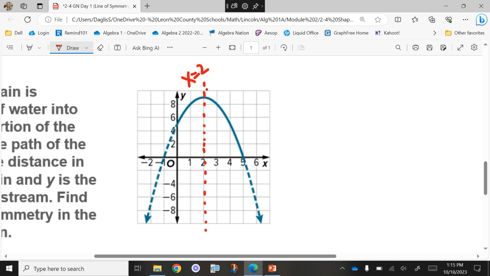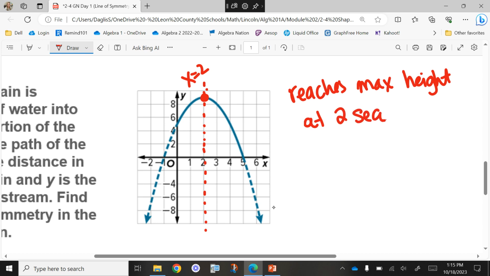Good. Because it's also my vertex, right? So this also shows that it reaches its max height at 2 seconds, because that's when it changes direction. So the water fountain shot up, and then it falls back down. That symmetry shows you where it reached the maximum height.